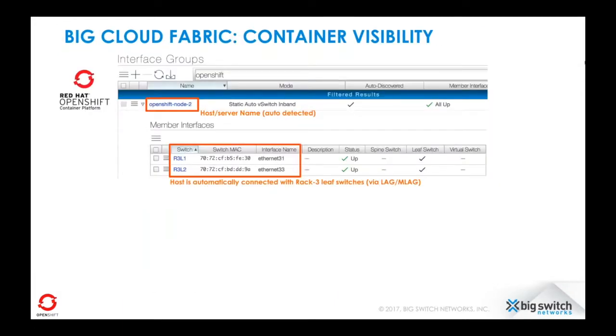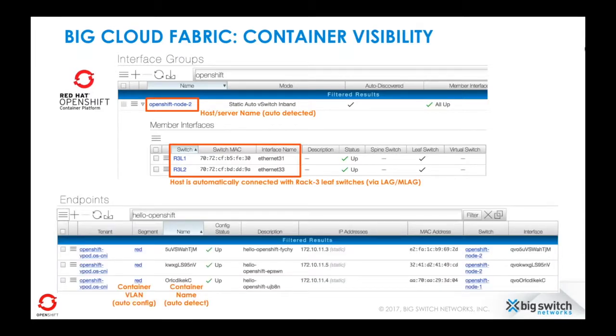Now let's look at some of the visibility benefits that the solution provides. Here you actually see how the solution provides container endpoint visibility to the network admins. The OpenShift node is automatically detected. We can see that in the table, and it says it's auto-discovered. And it is connected to the leaf switch to form a link aggregation group, as indicated in the list of member interfaces.